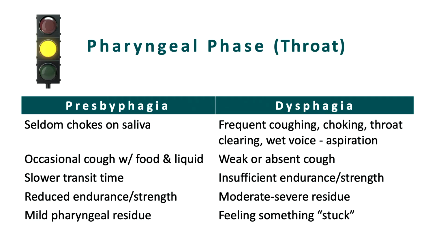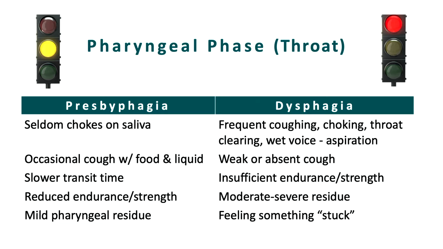The slower transit time means it's just taking a little bit longer for the food to be propelled through the throat with those muscle contractions coming together. They're just moving a little slower than they used to, so it takes a little longer. Again, that feeds into the reduced endurance. As we age, we lose muscle mass, and that takes away from our speed and strength associated with all those muscles in the pharynx. Okay, and we also might have a little bit of residue in the throat after the swallow.